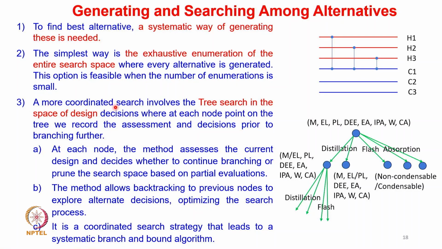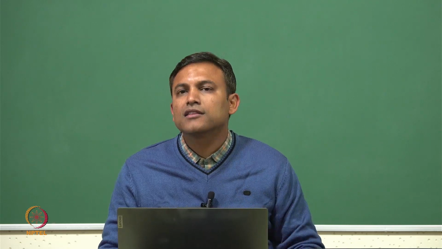of enumerations is small. But if the number of enumerations is large, in such cases a more coordinated search involving the tree search in the space of the design decision is performed. So in this particular case, at each node point on the tree, we record the assessment and the decisions prior to the branching further. At each node, the method assesses the current design and decides whether to continue branching or prune the search space based on the partial evaluation. So in this case, you can see whether the flow sheet is completed at this node or not. If it is not, in that case the branching is continued.